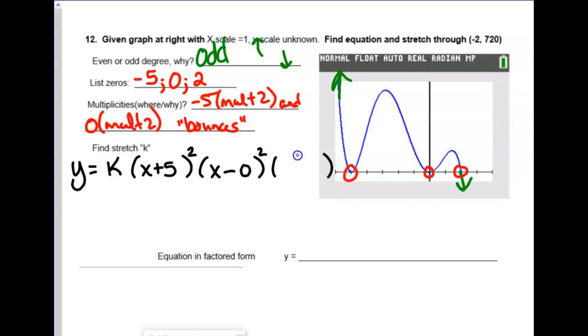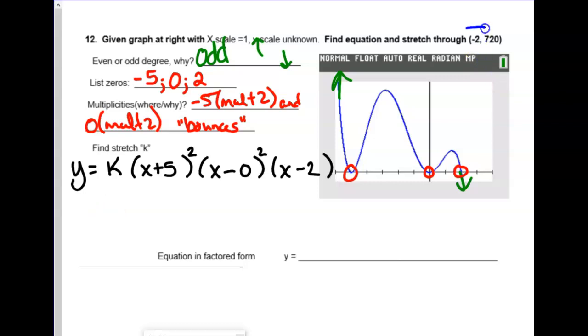I do it too. I like to keep consistent with my format, but if you just wrote x squared, that's totally fine. Don't lose the squared, though. And then there's one more 0 at 2, so its factor is x minus 2. Good. This is the key to the problem, so let that be your first line.